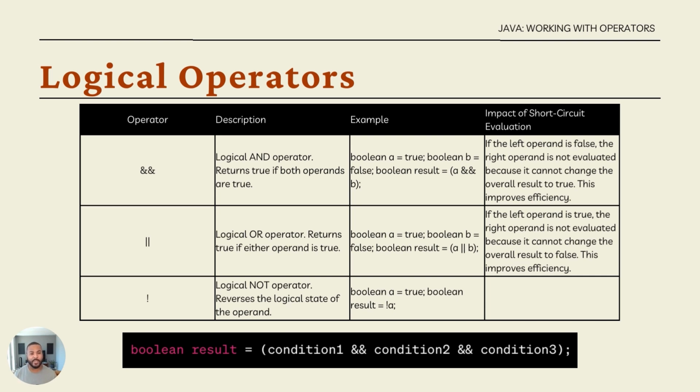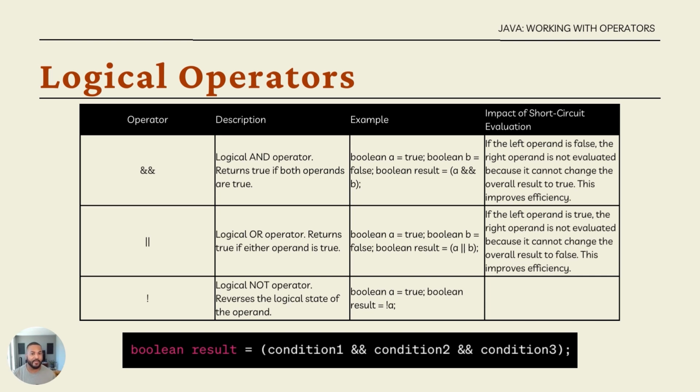For the ampersand operator, or the logical AND operator, it'll return true if both operands are true. Whereas the logical OR operator will return true if either operand is true. And the logical NOT operator just reverses the logical state of the operand. An example that I have right here is Boolean result equals condition 1 logical AND condition 2 logical AND condition 3. For the result to return true, all three conditions must be true.